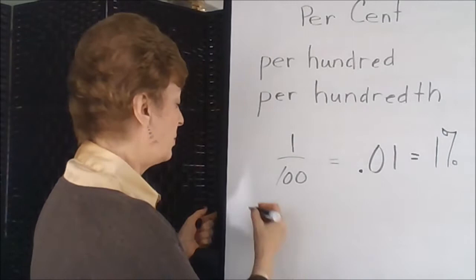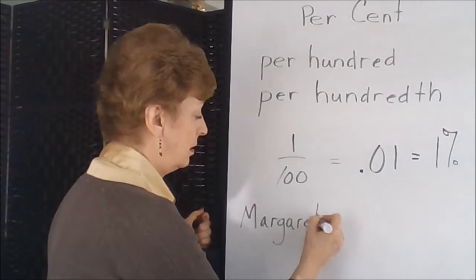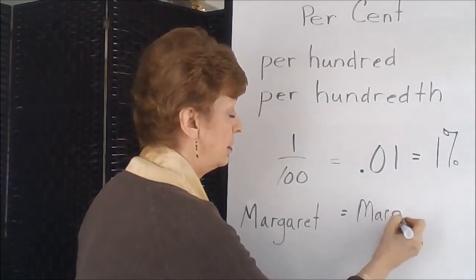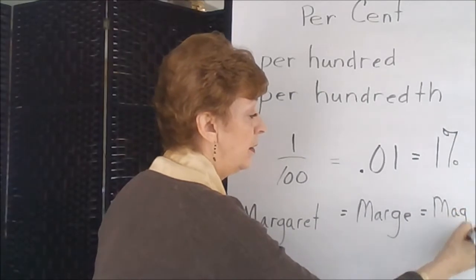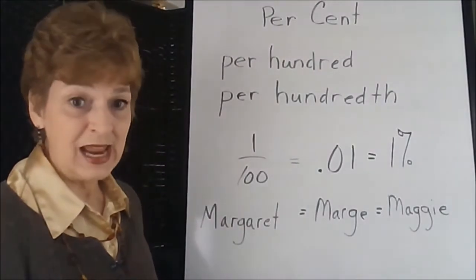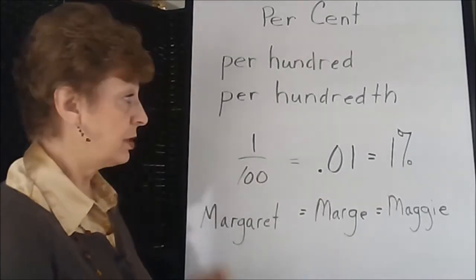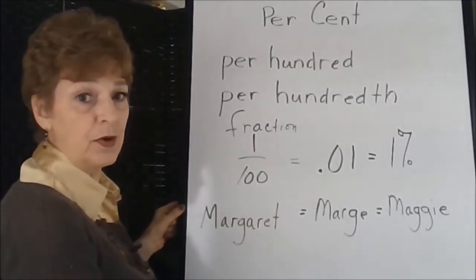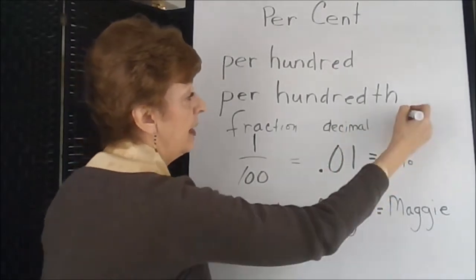Just the same way as we could call perhaps Margaret, could be called Marge. Or maybe we could call Maggie. Those are all different names for the same person. And these are different names for the same amount. A fraction, that's the fraction form. The decimal form. And the percent form.